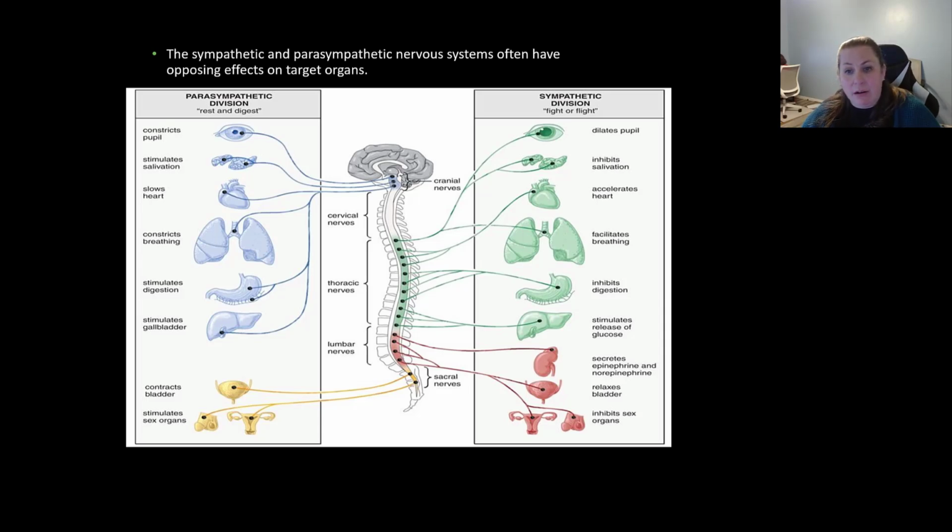Slower heart rate, higher heart rate. Okay, constricts your breathing, enhances your breathing. Okay, inhibits your digestion, stimulates your digestion. Okay, so they're opposites. So take a look at them where again you have parasympathetic shown more in the blue and yellow, and you have your fight or flight or sympathetic shown in the green and the red.